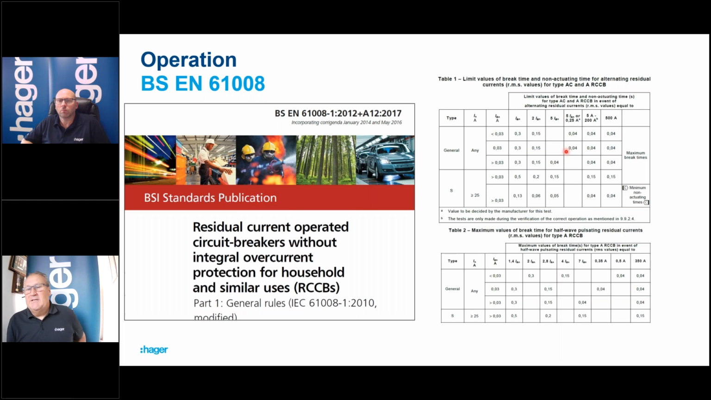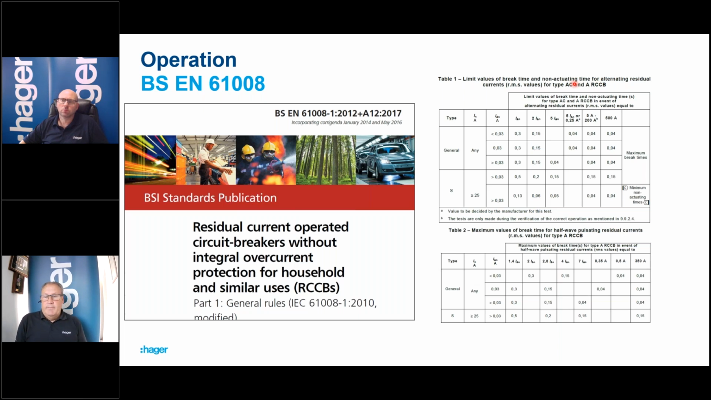So 150 milliamps, they trip within 0.04 of a second. Now you can see the actual title of this table though is limit values of break times for alternating and residual current. So basically when you put an alternating current through this device, these are the trip times, and it's relevant for both type A and type AC RCCBs.